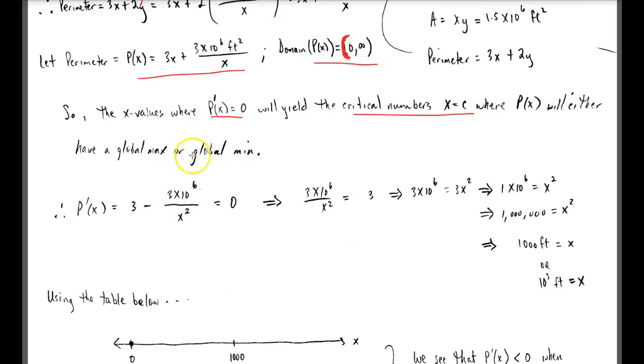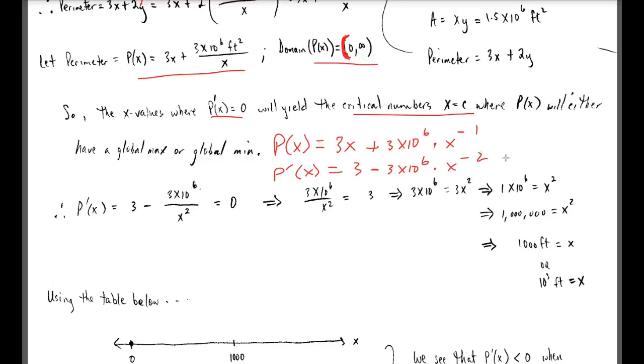I'll just rewrite this here. Perimeter is just 3x plus 3 times 10 raised to the 6 times x to the negative 1. So we're really just taking the derivative of that. When we take the derivative, that would just be 3 minus 3 times 10 raised to the 6, x raised to the negative 2. And of course, that turns into what we see here.